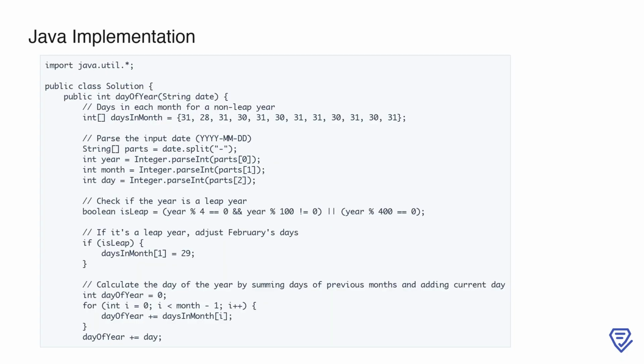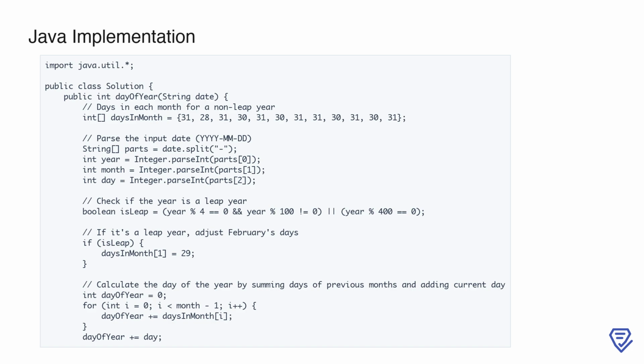Here, we start by defining the day of year method, which takes a date in the format yyyy-mm-dd as its input. First, we initialize an array days_in_month to represent the number of days in each month for a typical non-leap year. Next, we parse the input date by splitting the string using the hyphen as a delimiter. This gives us the year, month, and day as integers.